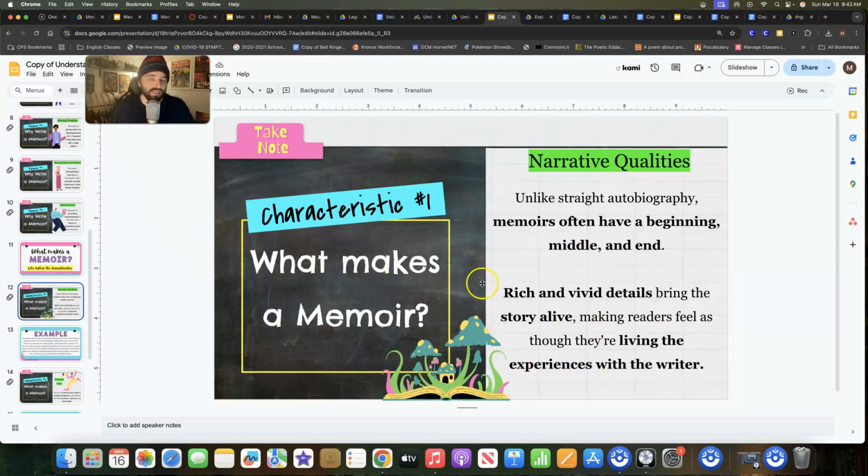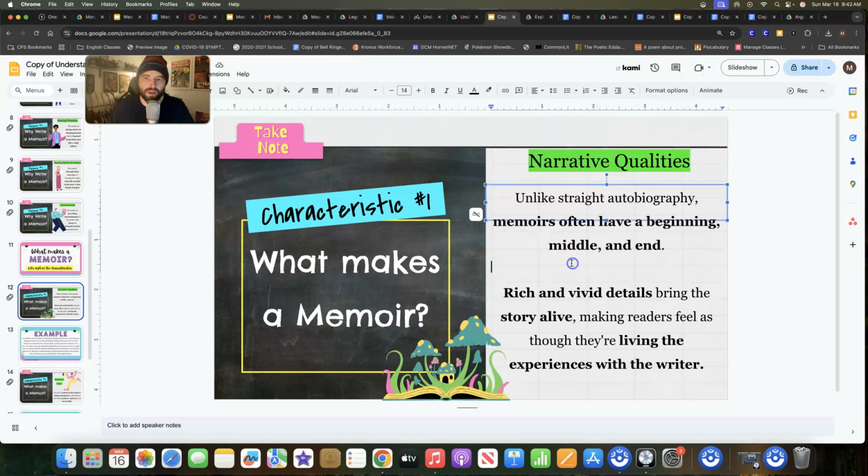So what makes a memoir? It's narrative. It's like you're telling a story. Unlike straight autobiography, memoirs often have a beginning, a middle, and an end because it's so much shorter.